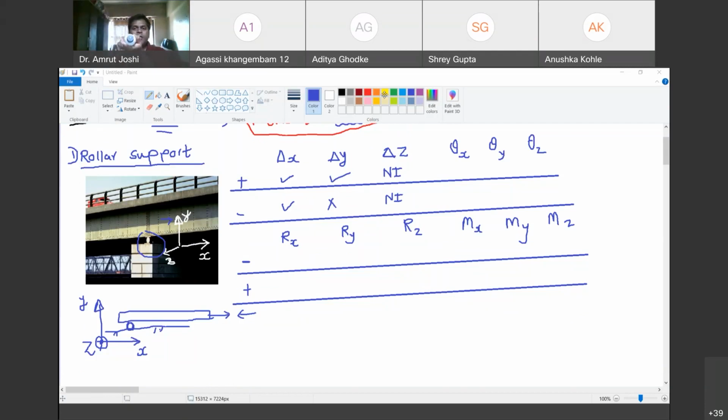The rotation about x-axis is visible in which plane? This is YZ plane. So it is visible in YZ plane. Do you agree with me? Yes, sir. Rotation about y-axis is visible in which plane? In XZ plane, right? Yes, sir. Are you with me? And now tell me, rotation about z-axis is visible in which plane? XY plane. Are you with me?